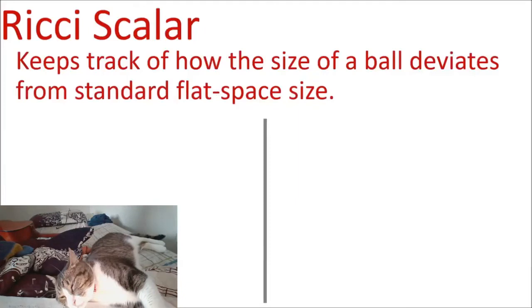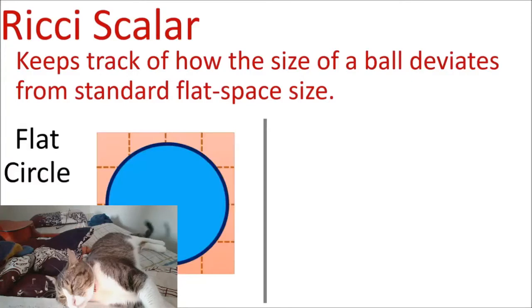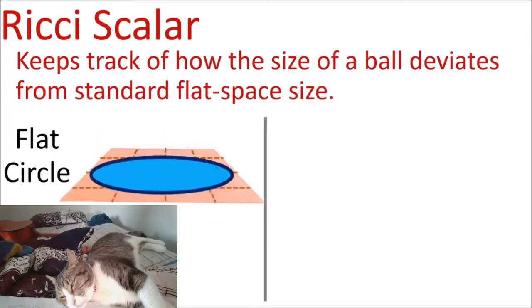Now, the Ricci scalar keeps track of how the size of a ball in curved space deviates from the standard size of a ball in flat space. Now, when we're thinking in two dimensions, a two-dimensional ball is basically a circle. So if we were thinking of a plane in two-dimensional flat space, a two-dimensional ball would basically be a circle in this flat space. If we took this circle, the area of this circle would be given by the blue colored portion on the inside, and this is the standard flat circle.